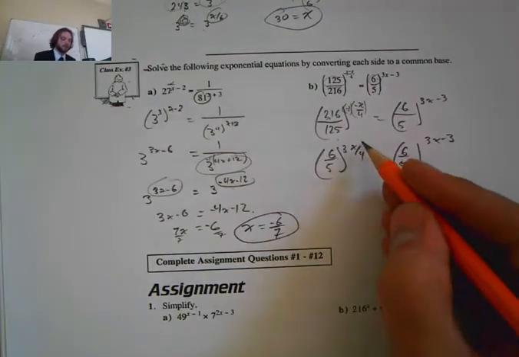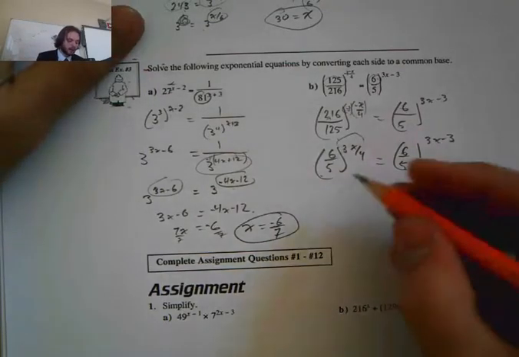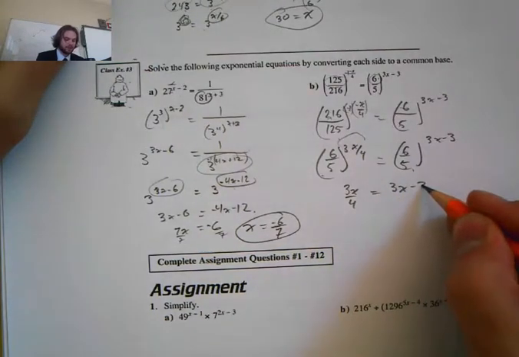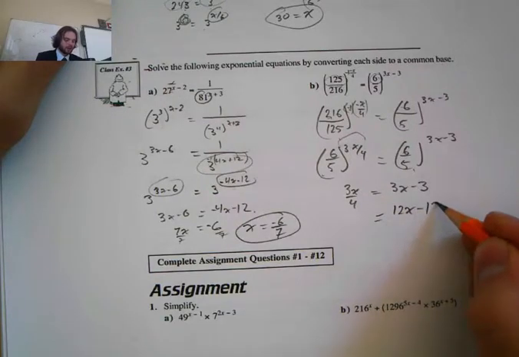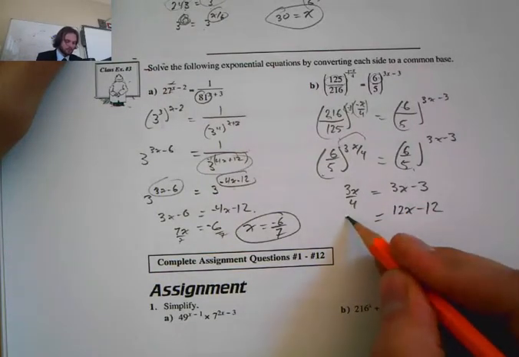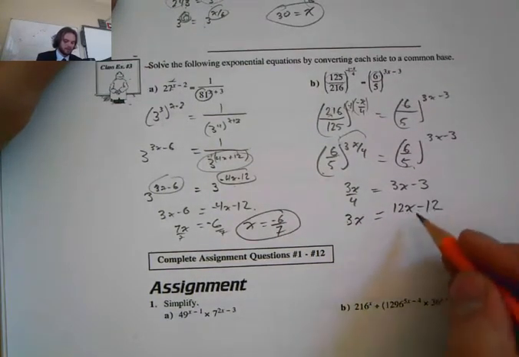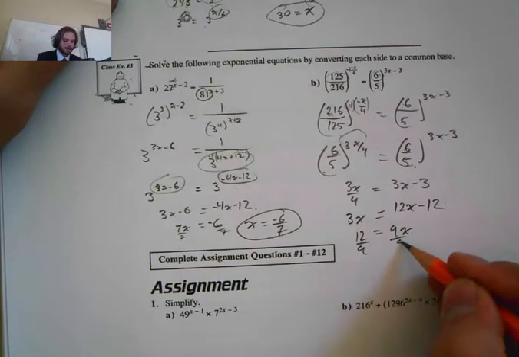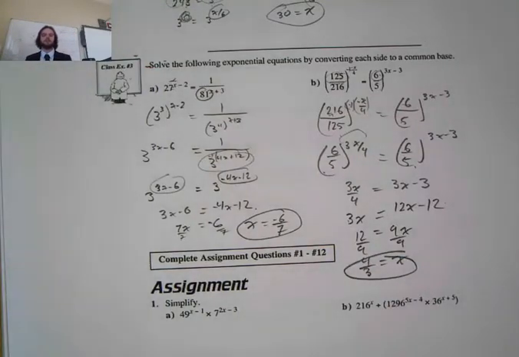Now, we know my bases are the same, so my exponents must be equal. So let's solve this now. I have 3x over 4 is equal to 3x subtract 3. Multiply each side by 4, 12x subtract 12 is equal to 3x. Okay, now I'm going to put this over here and that there, so I get 12 is equal to 9x. Divide by 9, I get 4 over 3 is equal to x. And that is my final answer.